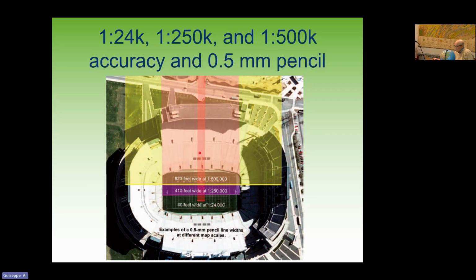This is 40 feet right here, on a 1 to 24,000. This is on a 1 to 250,000, which is 417 feet. And then that big pretty map in the back is 1 to 500,000. That 0.5 millimeter pencil goes here to here, which is 820 feet. So you're drawing a very wide line on that map.